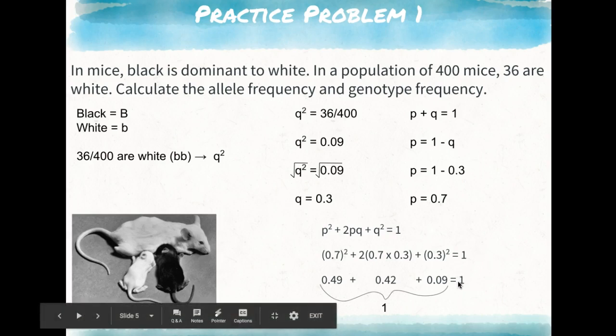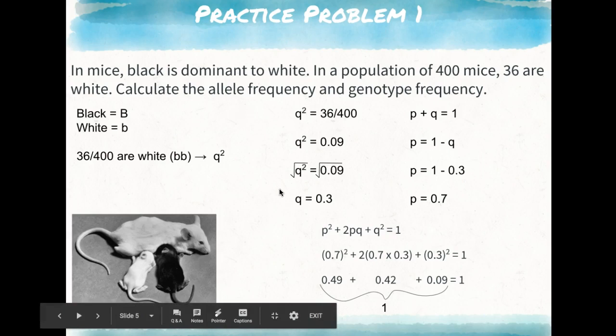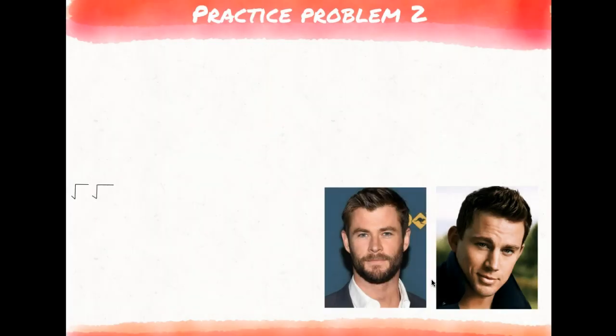That's the whole point of this 1 being on the one side of the equation, just to make sure that it does actually equal that. So that would be the answer to our question, because it asks for the allele frequencies, which we've given right here, and then the genotype frequencies, which we've given right here. So let's try a second question together.